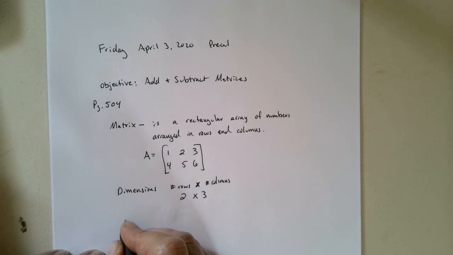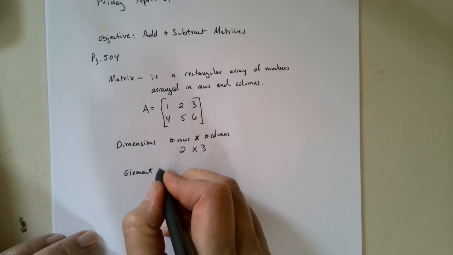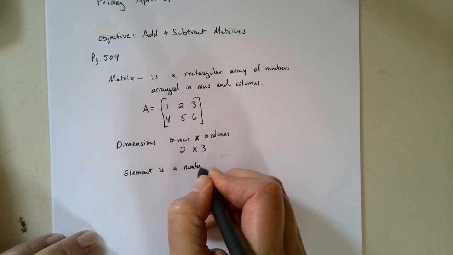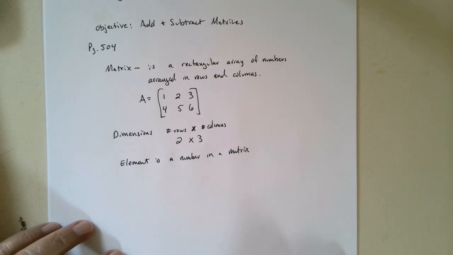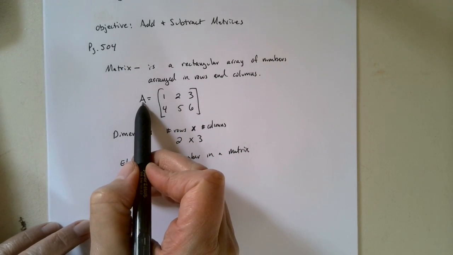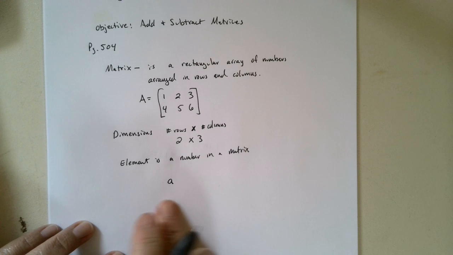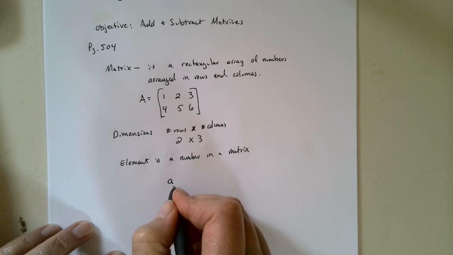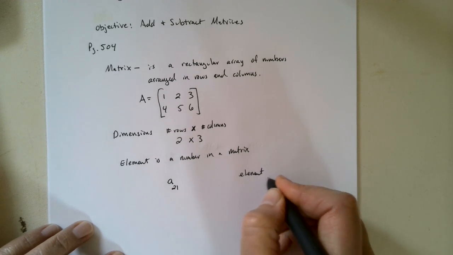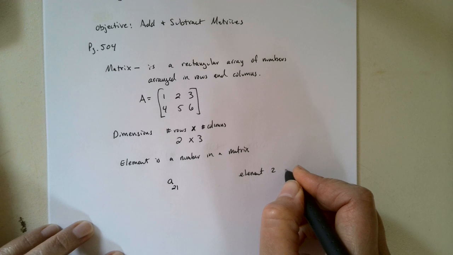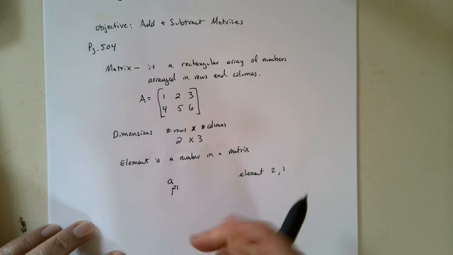Each individual number in a matrix is called an element. So an element is a number in a matrix. And the way that they will identify a particular number is this is capital A matrix. If they want a number within that matrix, they'll use a lowercase a, and that little letter will have 2 numbers with it. And so this is read element 2, 1. There's a pause between it. It's not 21, it's element 2, 1.